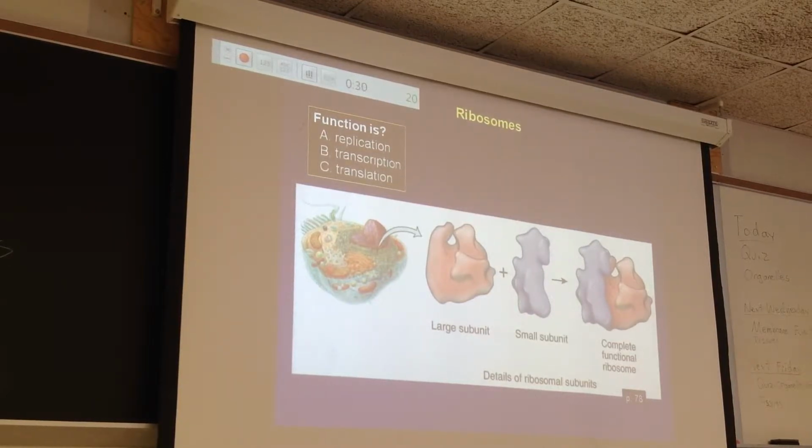You have to go back to that central dogma idea and see, what do you think they're involved with? Is it replication, transcription, or translation? And again, I've given you a tip here about they're involved with protein production. Ribosomes are a place where proteins are produced or assembled or made.